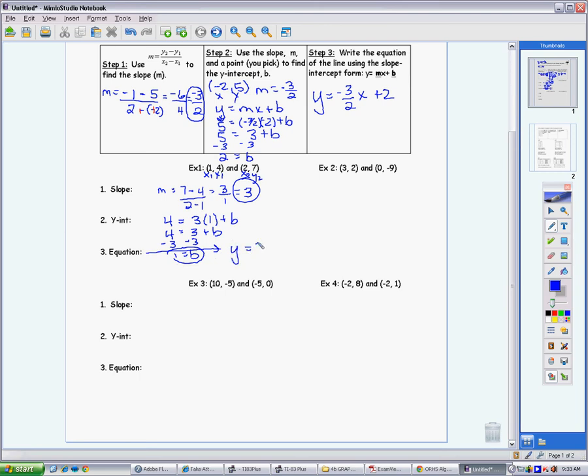y equals 3x plus 1. That's my equation, and I'm done.